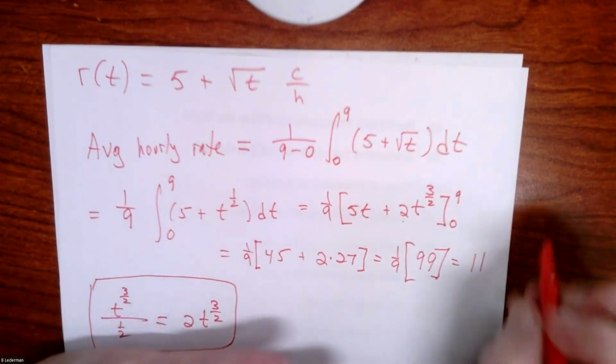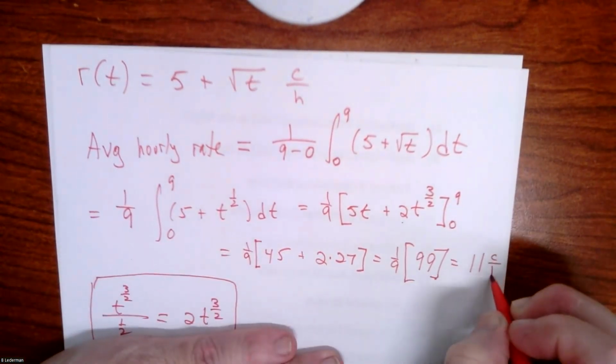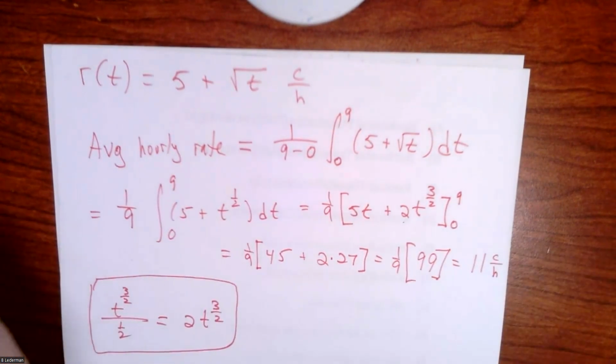11 what, you ask? Well, it's 11 cars per hour. It's 11 cars per hour. And that is the story.